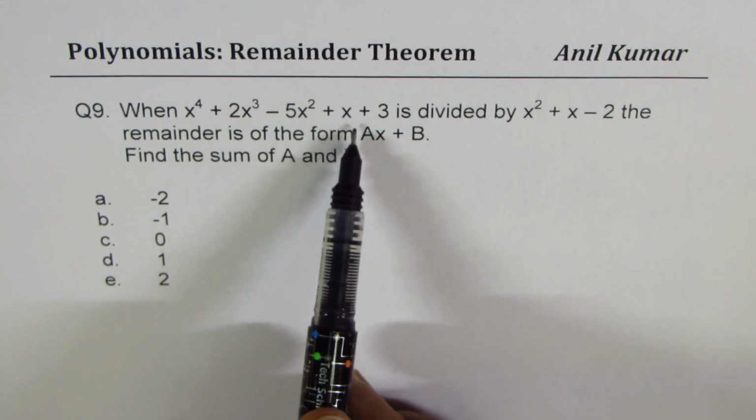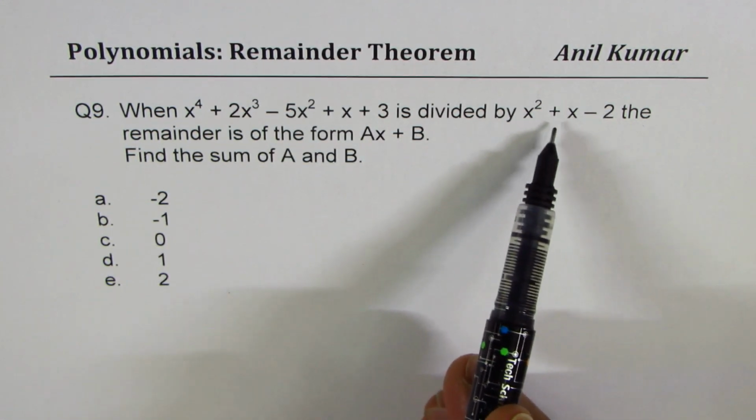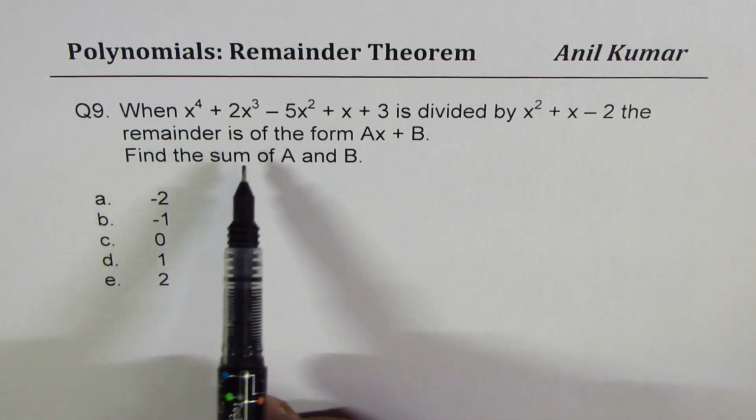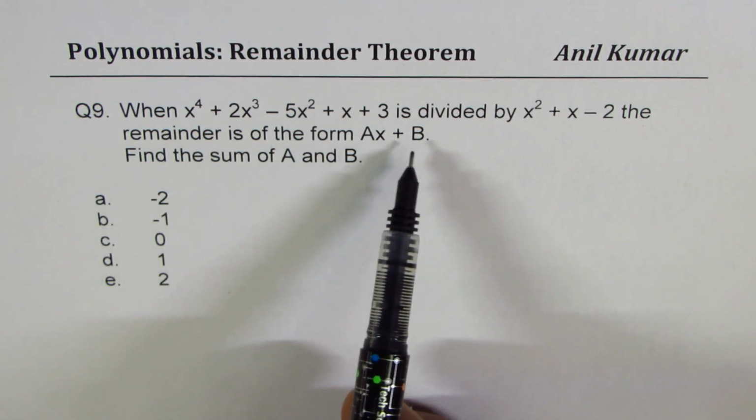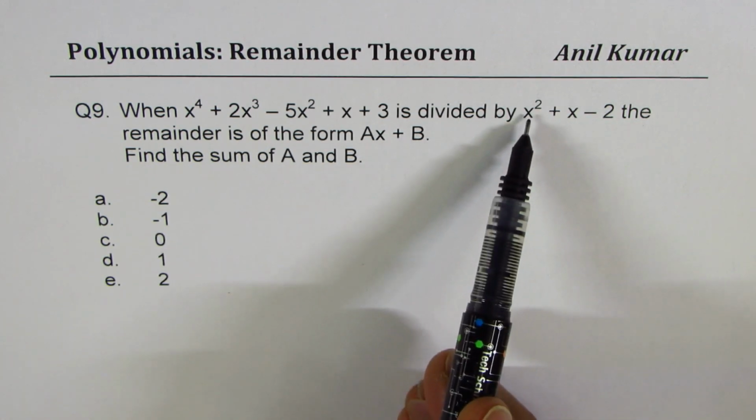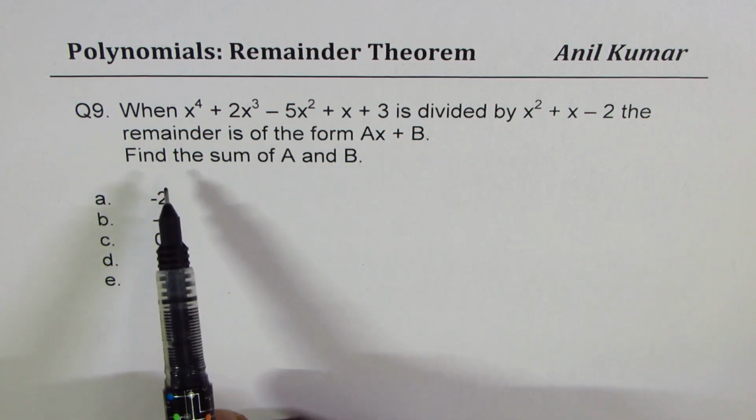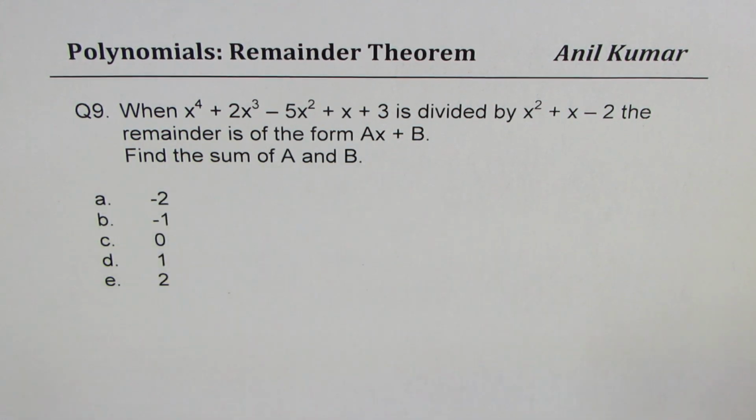Now the last question here is, when x to the power of 4 plus 2x cubed minus 5x squared plus x plus 3 is divided by the quadratic function x squared plus x minus 2, the remainder is of the form ax plus b, right? Since the degree is 2, the remainder has to be 1 lower. So it could be linear or constant also. Find the sum of a and b.